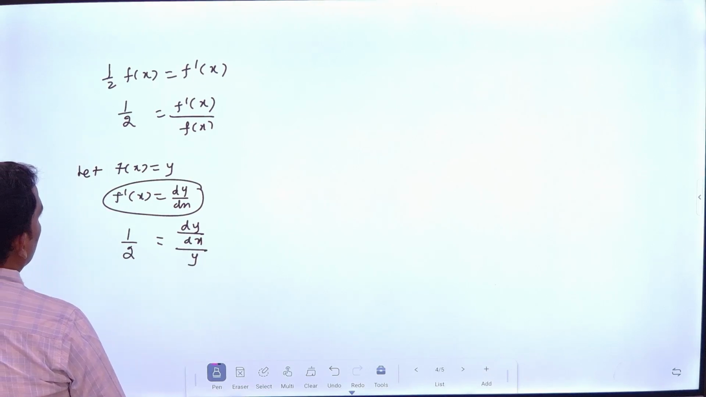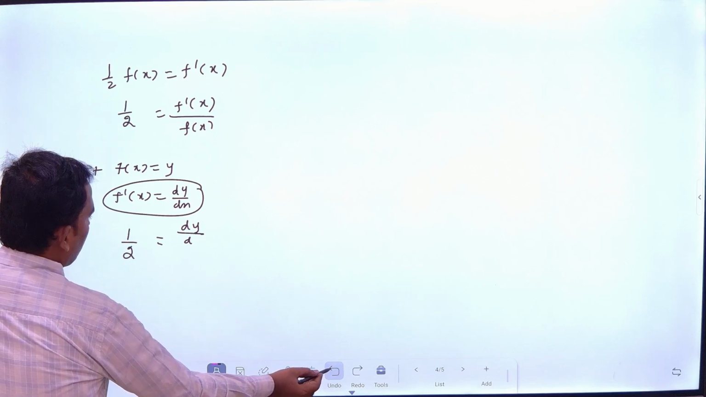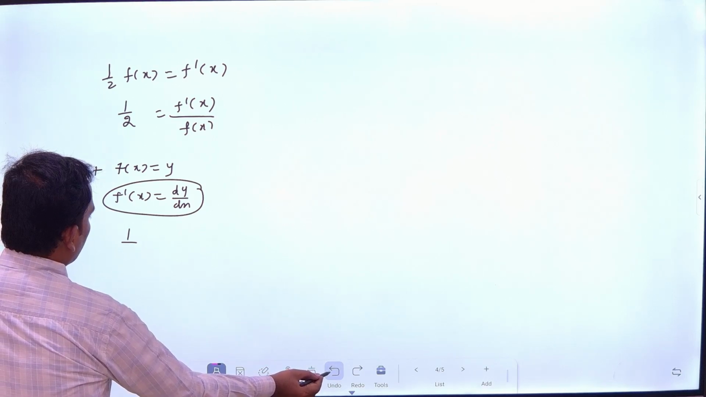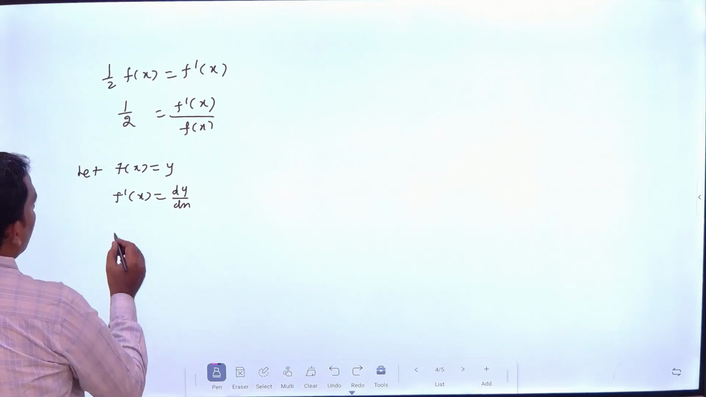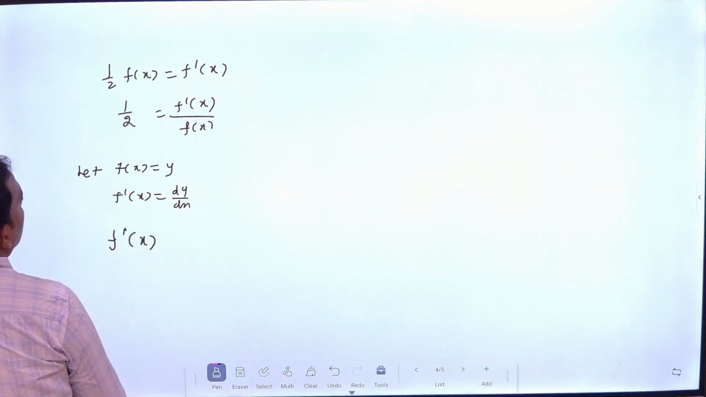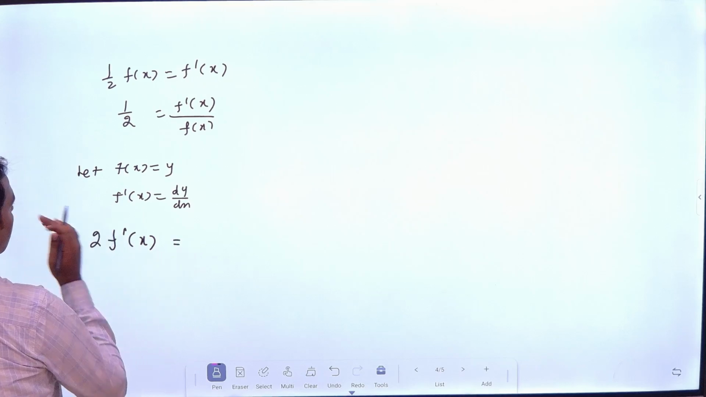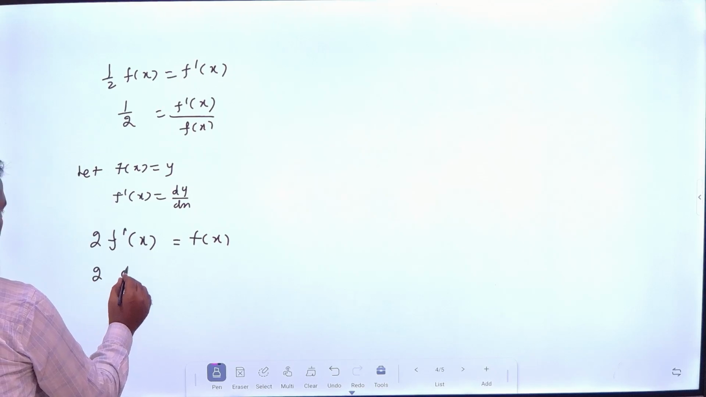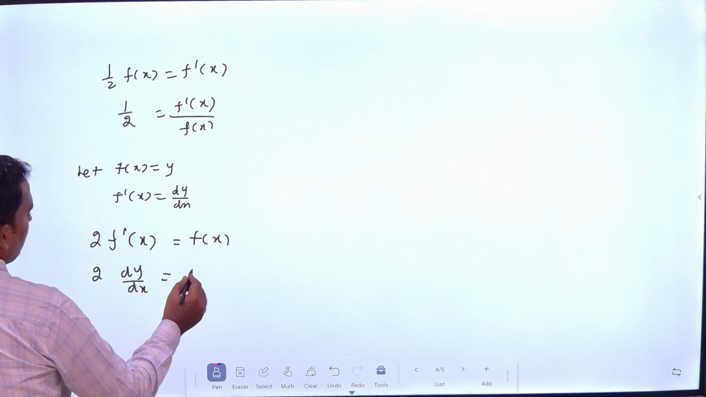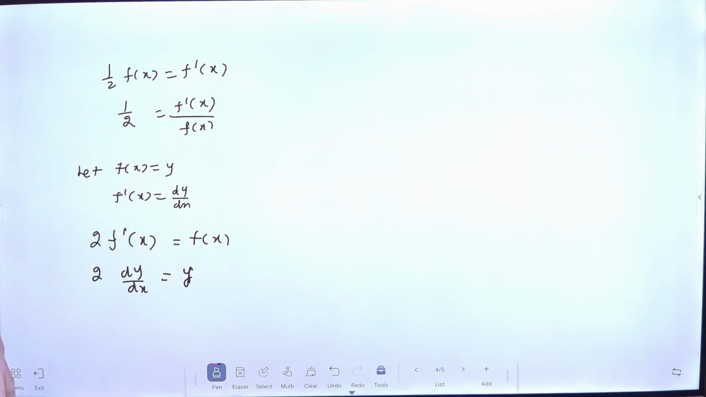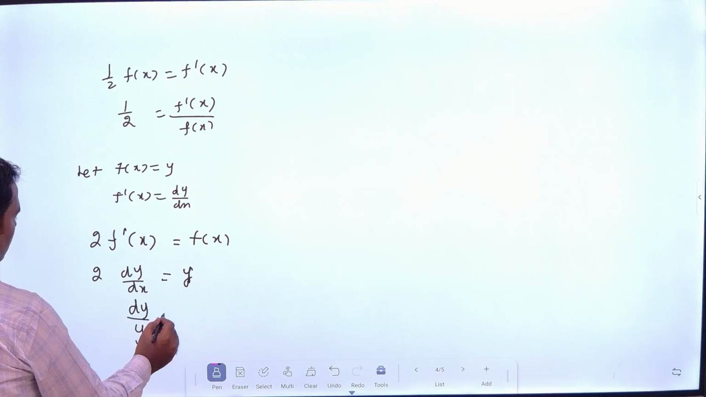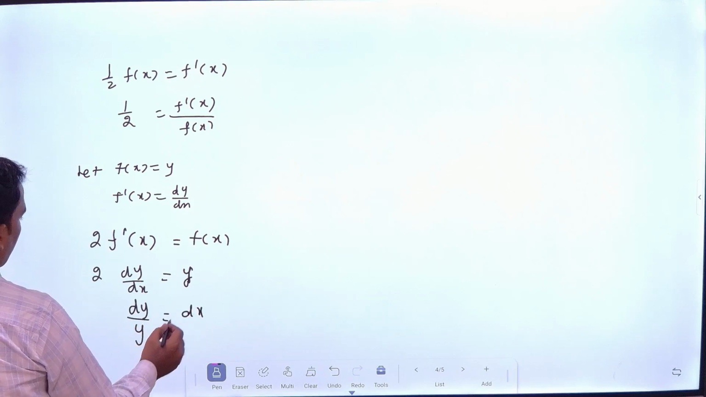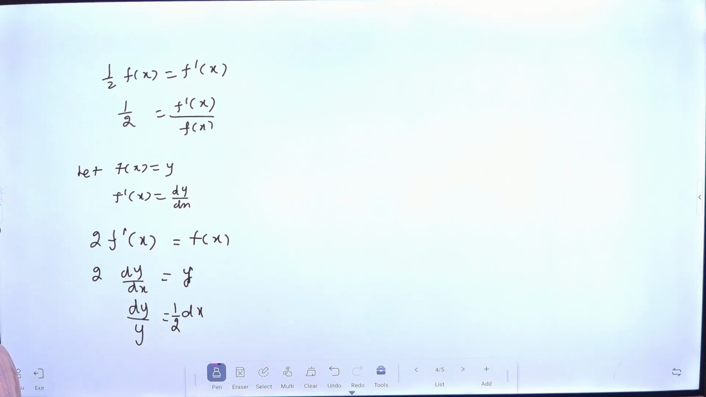Otherwise, you can cross multiply first. So what will we get? 2 times f dash of x is equal to f of x. Clear? This is 2 times dy by dx is equal to what? Y, right? We are considering f of x equal to y. Now you can separate the variables. So dy by y is equal to dx, right? This 2 is there, no? You send it to the right side. So half times dx you can write, no?